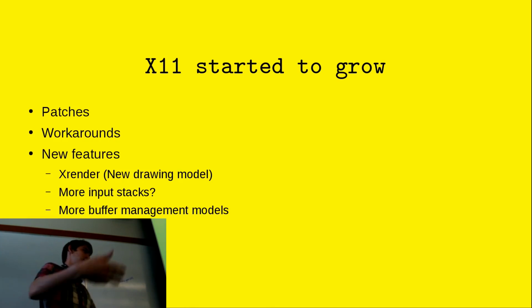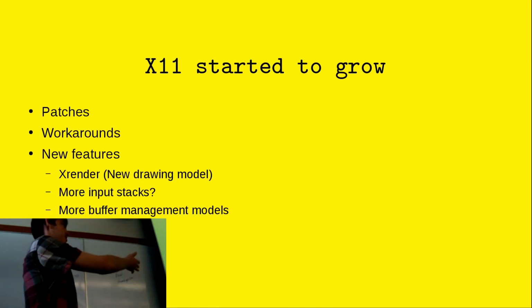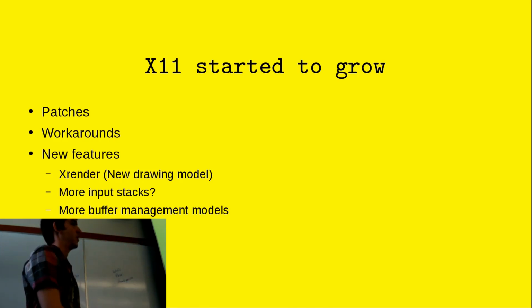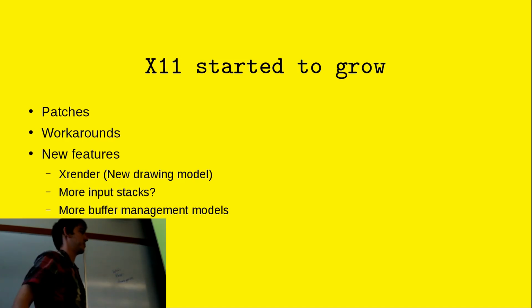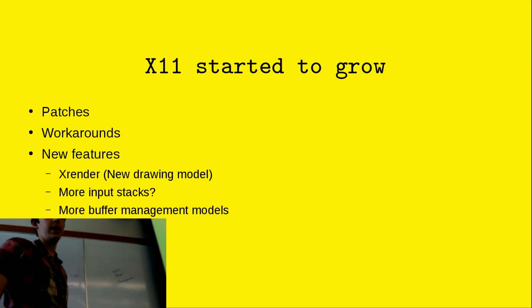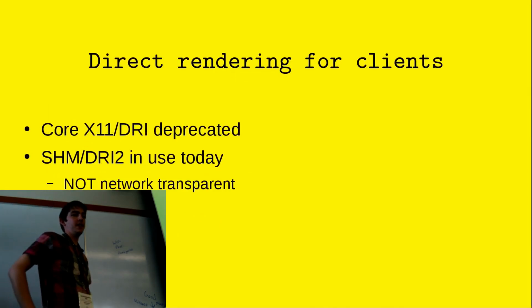We had new features come in. This is like 15 years in one slide. So we patched it. We made workarounds. We added features. We added new compositors and input stacks and buffer management models. And we left all the old ones too because, well, we didn't want to deprecate or break old things. So now we just have several buffer management models for no reason, or rather to maintain backwards compatibility. So for a reason, but it's getting clunky.